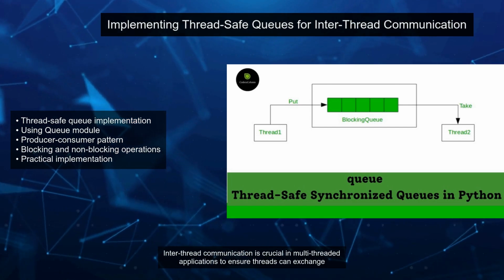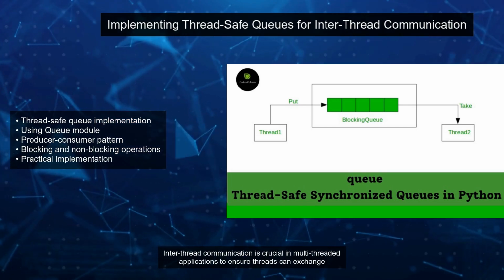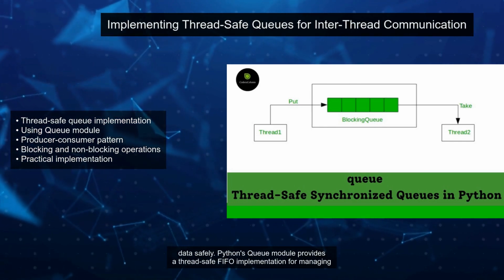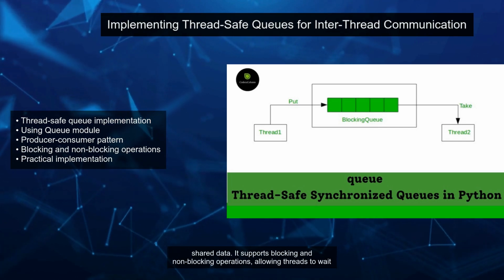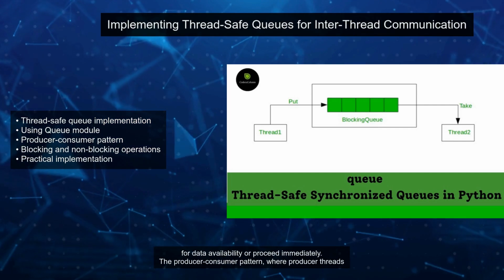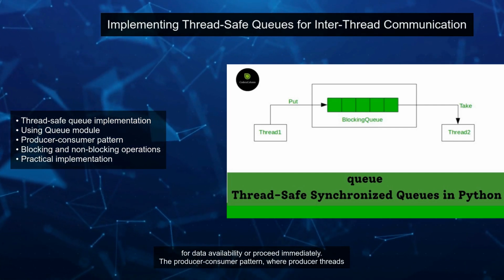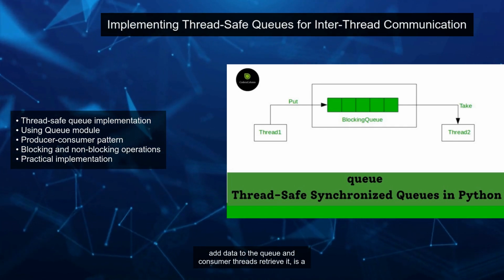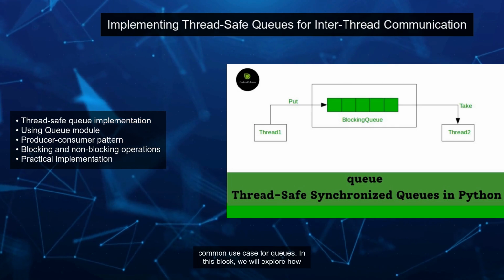Inter-thread communication is crucial in multi-threaded applications to ensure threads can exchange data safely. Python's queue module provides a thread-safe FIFO implementation for managing shared data. It supports blocking and non-blocking operations, allowing threads to wait for data availability or proceed immediately. The producer-consumer pattern, where producer threads add data to the queue and consumer threads retrieve it, is a common use case for queues.